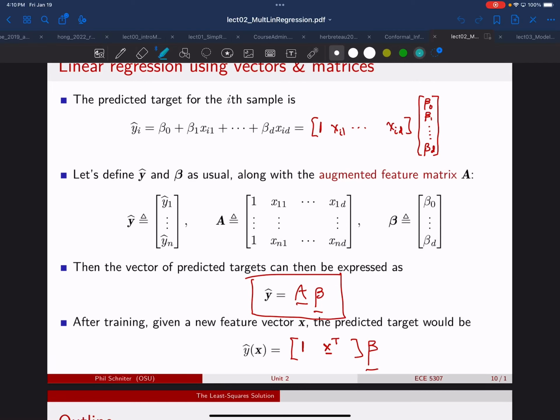All right, good afternoon, everyone. So hopefully we can finish up this unit today. So let's just review a little bit about what we were talking about last time.